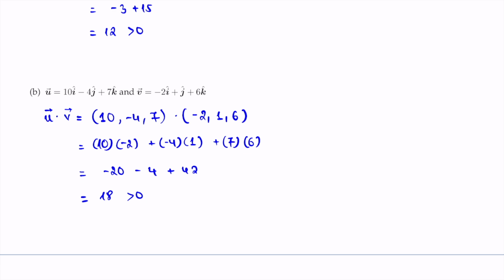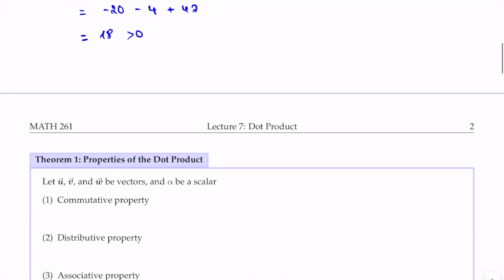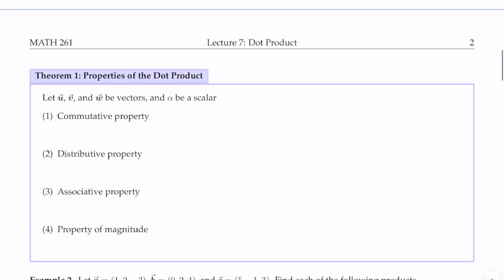So there are some properties of the dot product that you may want to know. Now let's say you have three different vectors, u, v, and w, and a scalar, which is alpha in this case. There are four properties that you want to know, but technically there are a lot more properties related to dot product, but for the basic properties of the dot product, you have the four properties here.